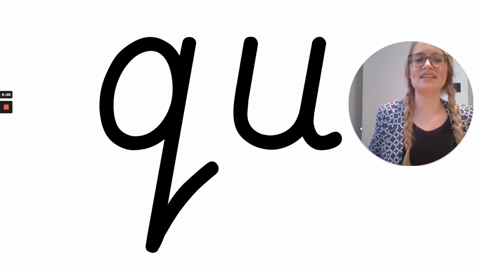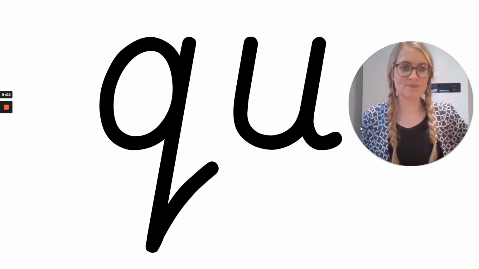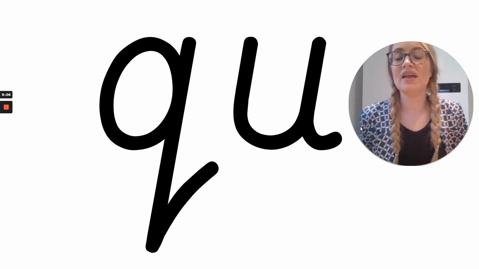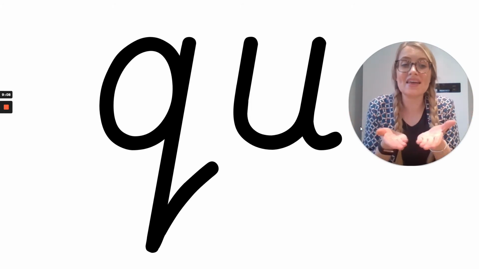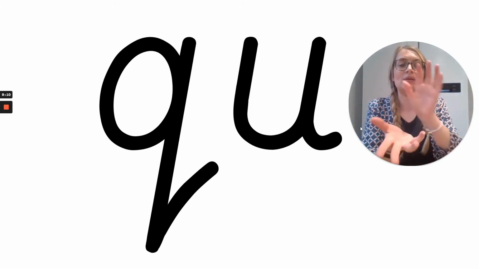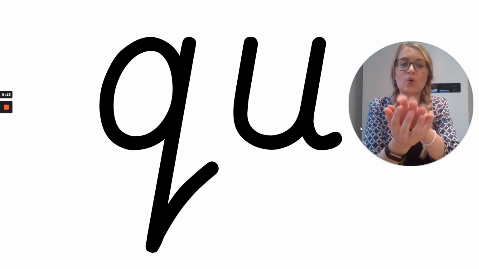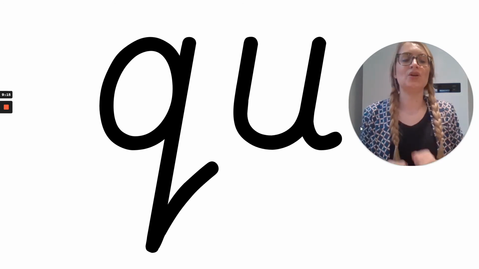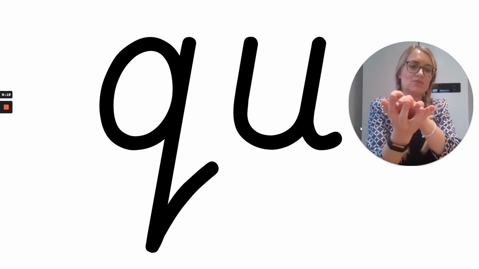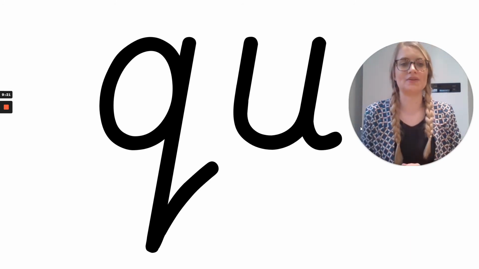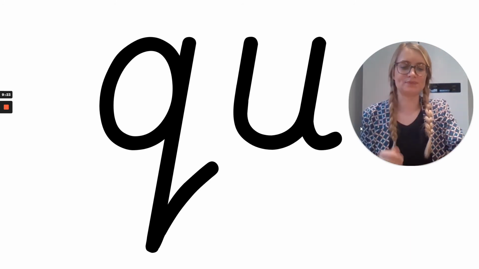This is a digraph. There are two letters, but they are only making one phoneme. This isn't Q and a U working on its own. They're working together. They are making the phoneme qu. You could pretend to quack. Move your hands like a duck quacking.